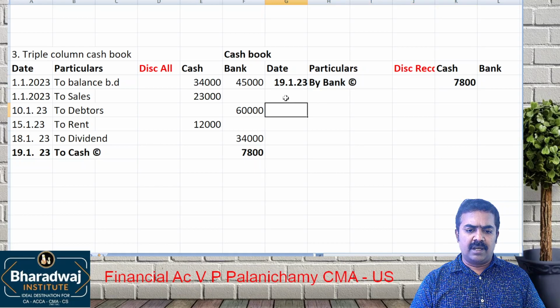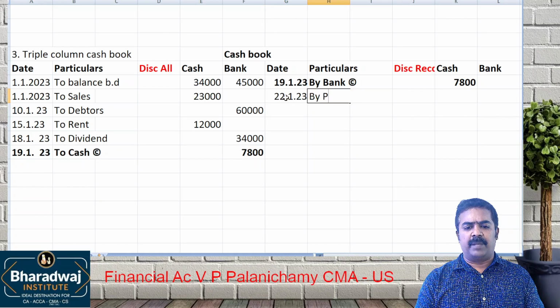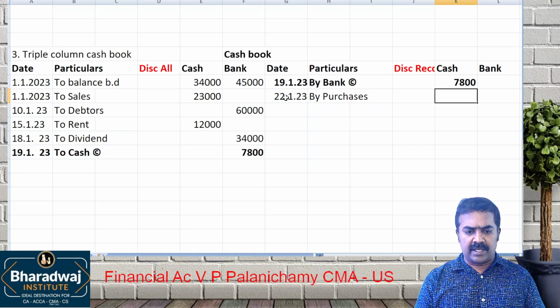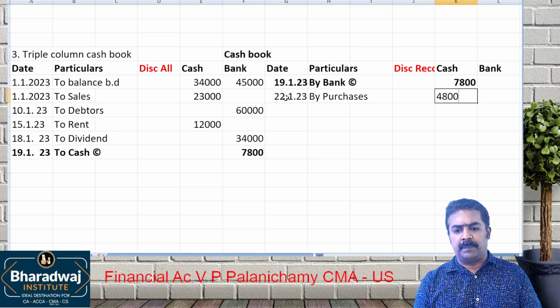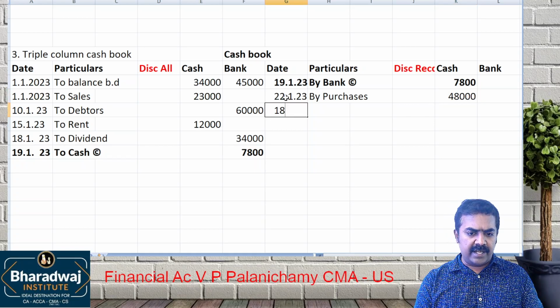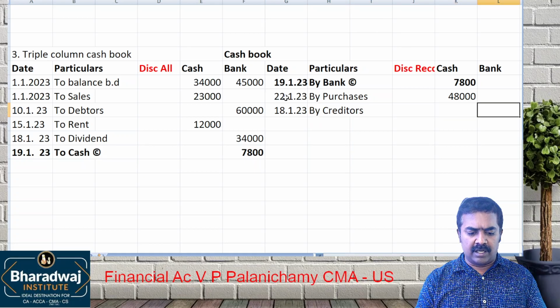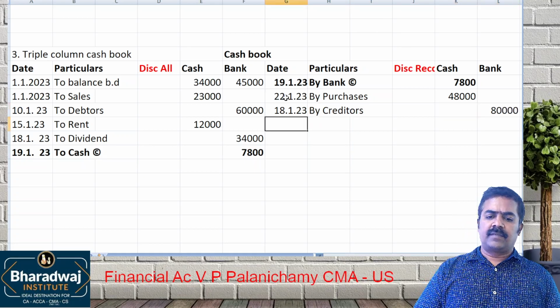Let's assume on 22/1/23, we made payment for purchases, cash purchases. It will be recorded in which column? Cash column. Some 48,000 we paid. Then on 18/1/2023, we paid to creditors by check. It will come in which column? Bank column, some 80,000.